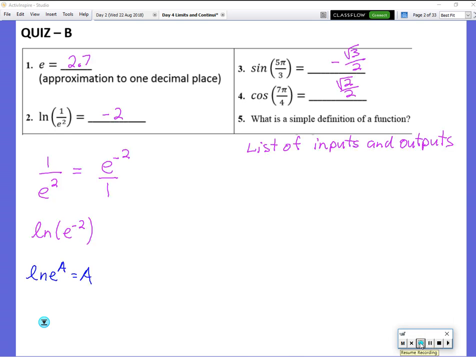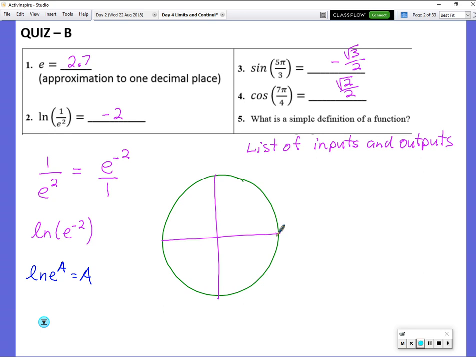Again, I draw a circle. I need to get to an angle of 5 pi thirds, or 5/3 pi, but I like to count in sixths because they're easier. So it means I've got to go 10/6. I'm looking for 10/6 of pi.